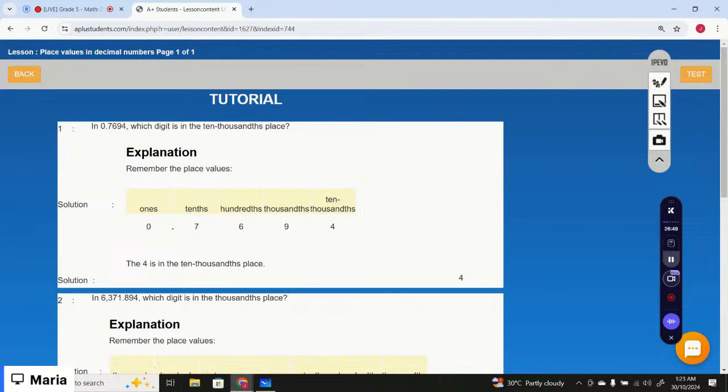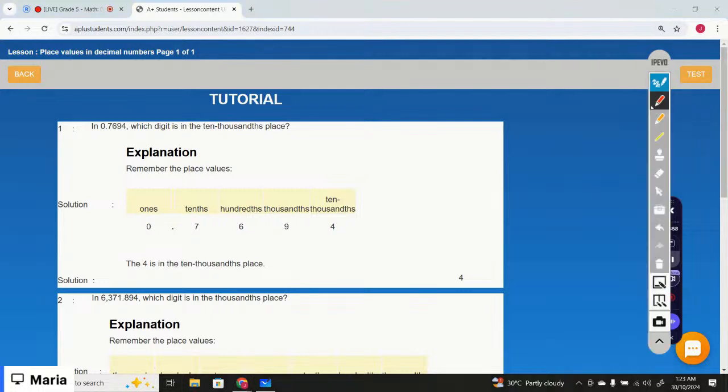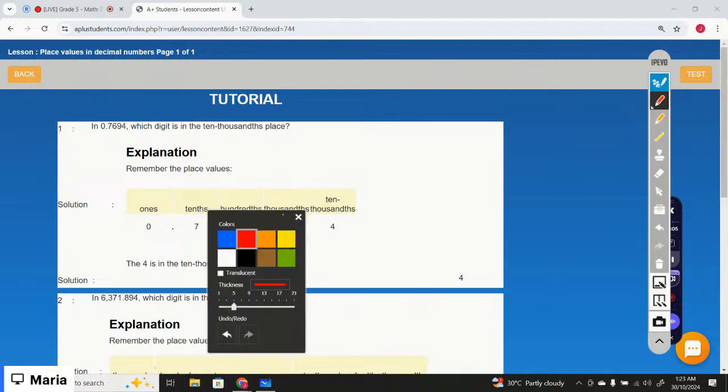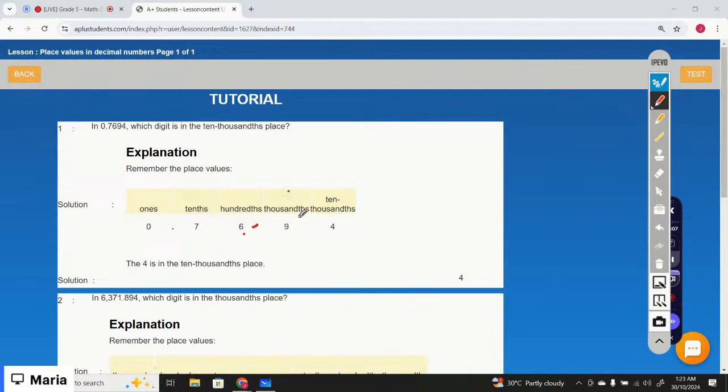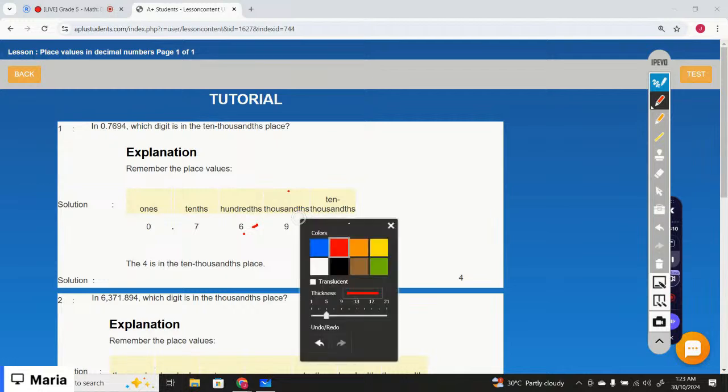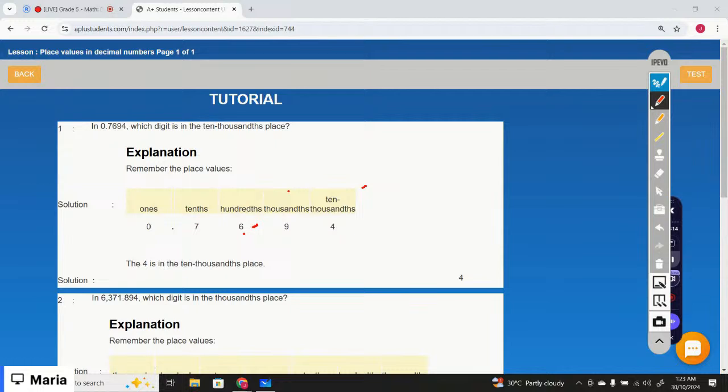In 0.7694, what digit is at the 10,000th place? Let's write down the number in the place value chart, then we'll see which digit is at the 10,000th position. So that is 0.7694. 7 is at the 10th position, 6 is at the 100th position, 9 is at the 1000th position, and 4 is at the 10,000th position. So the correct option is 4 is at the 10,000th place.